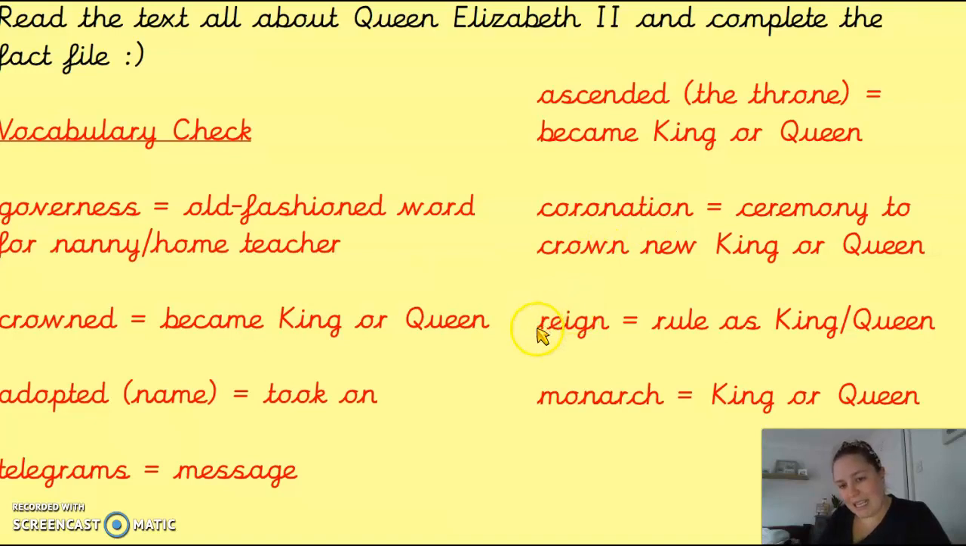This word here, it said reign. If you've never seen it before, it said reign, but obviously spelt differently to rain, and it means how long you've ruled as king or queen. So if it says during her reign, that means during her time as queen. If somebody has reigned for 50 years, it means they've been king or queen, they've ruled for 50 years. And then that word monarch I have already talked about. That means king or queen.